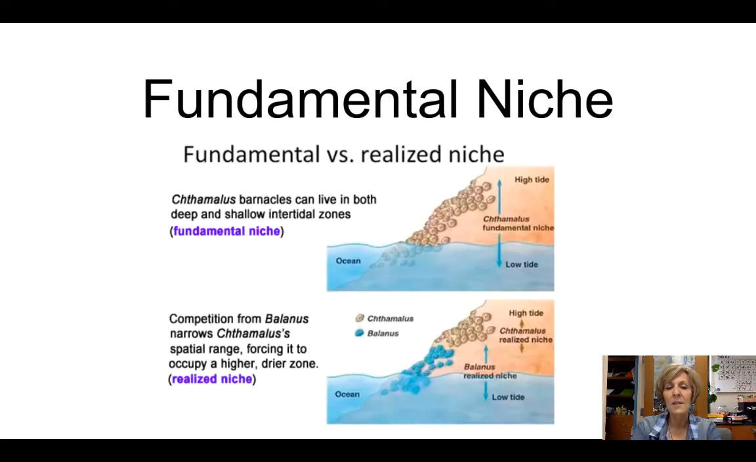So the textbook gives an example of a particular type of barnacle that can live both in the deep and the shallow intertidal zones, and the competition from another type of barnacle actually forces the original species of barnacles into a higher, drier zone. So that's a great example to have in your hip pocket of a difference between a realized and a fundamental niche.